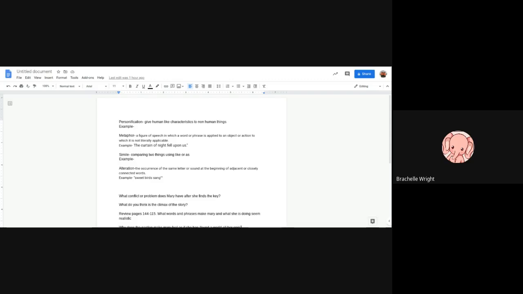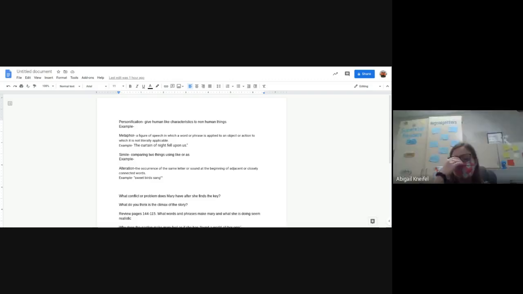Metaphor. A figure of speech in which a word or phrase is applied to an object or action to which it is not literally applicable. So metaphor is kind of like personification, but not exactly the same. So here's an example. The curtain of night fell upon us. Okay. Night can literally not fall on you. It just means it became night.